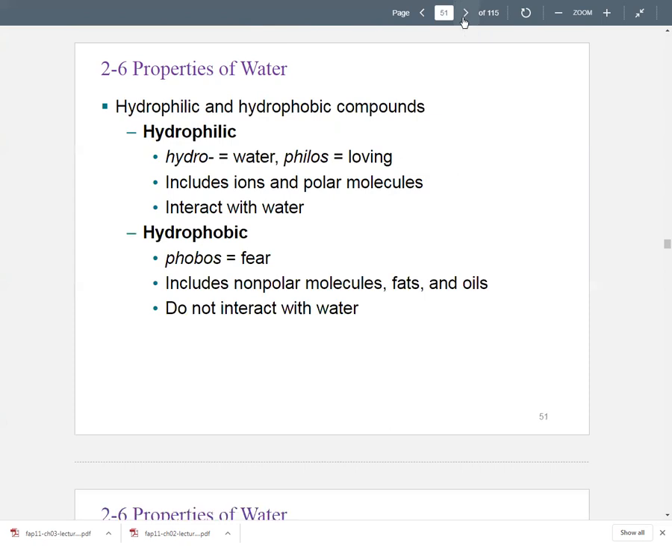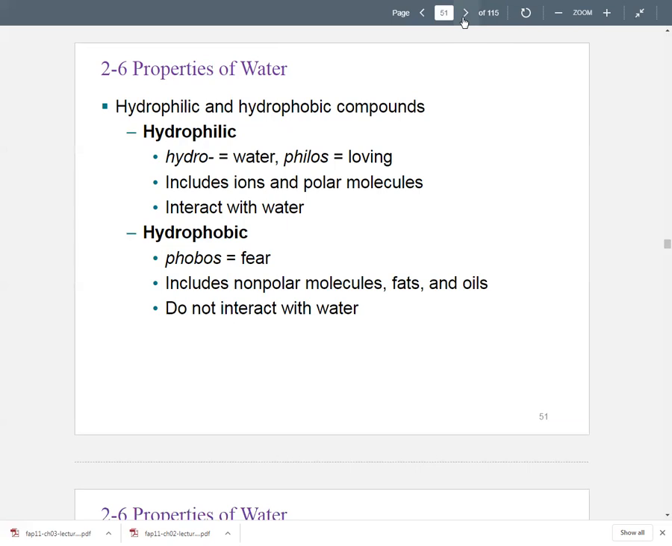Water is considered to be hydrophilic. I mean, water is obviously going to like itself, but other chemicals that like water are also hydrophilic; hydro means water, philos means loving. So if they interact with water, like ions and polar molecules do, they are hydrophilic.